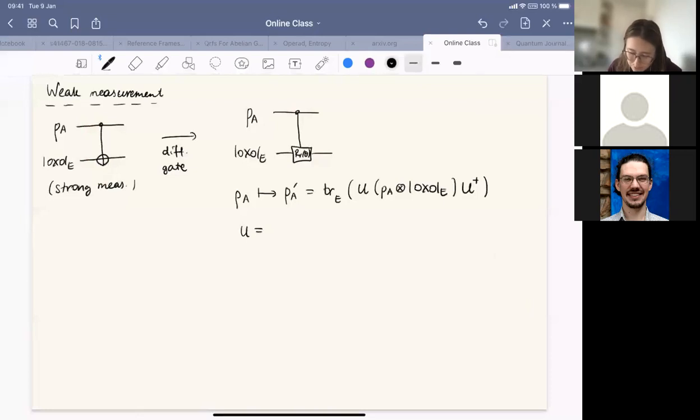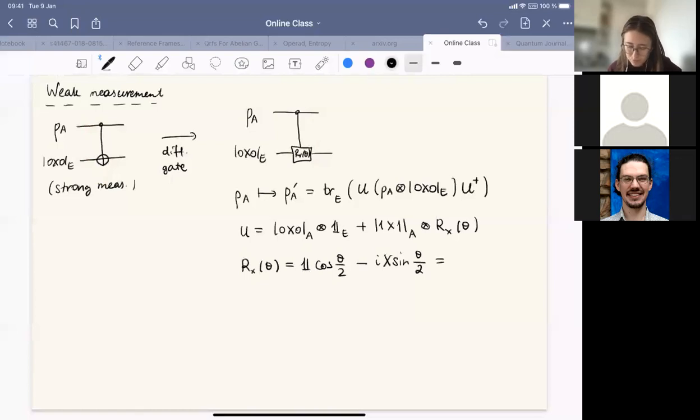And we write it as: if the system A is in state zero, then we do nothing on the system E, plus if the system A is in state one, then we perform this rotation gate. And the rotation gate is the following: identity cosine theta over 2 minus I X sine theta over 2.